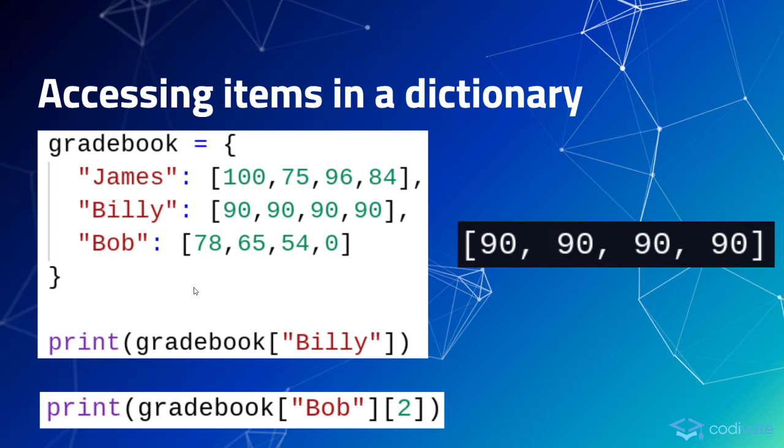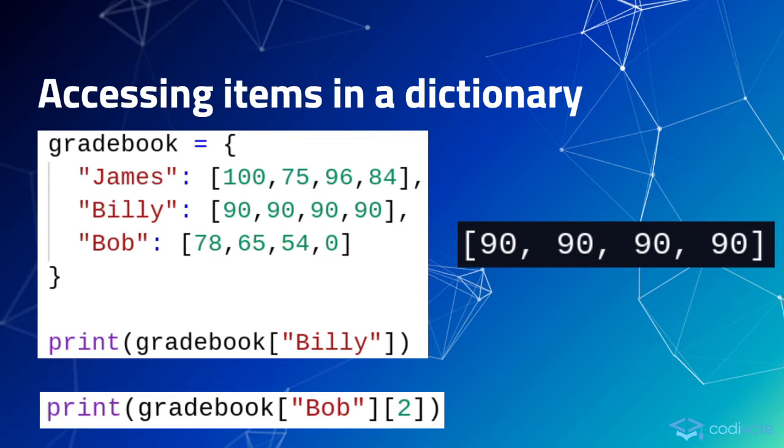Well, we can also treat this as a regular list, gradebook and then some key, because they're storing lists. Based on what you know about lists and what we just learned about accessing items in a dictionary, what do you think this will print? Now would be a good time to pause the video, make a prediction, and then play when you're ready to review.